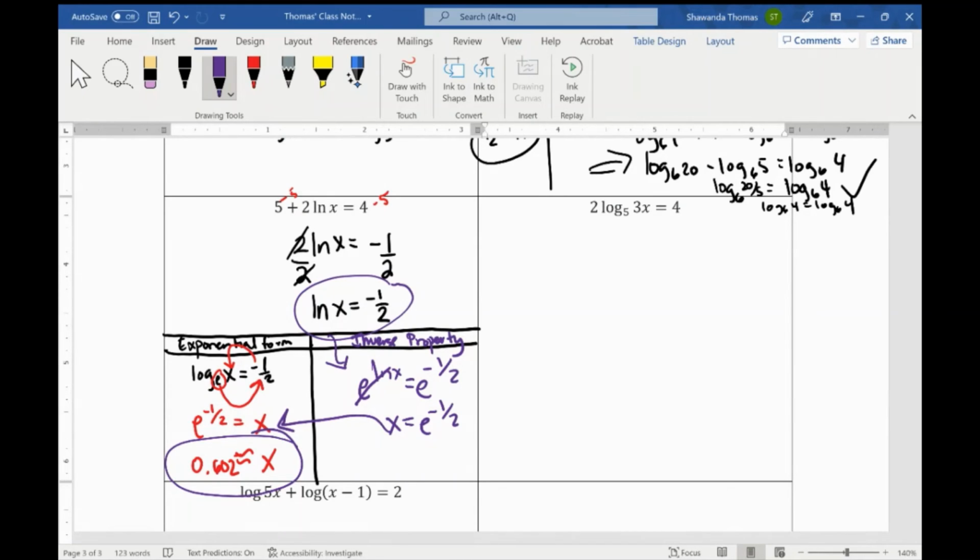Let's move on to 2 times log base 5 of 3x equals 4. Since I want to isolate my log, I will divide by 2 first.